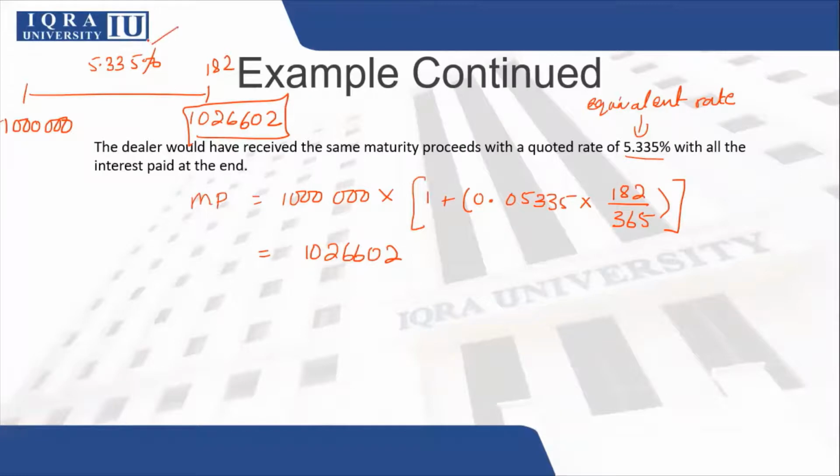It is giving you the same answer assuming annual compounding, or assuming that interest is being paid only once. We calculate this equivalent rate in order to make comparisons easier, because how are you going to compare different rates if this is the case? Some might be giving you monthly compounding, another might be giving you quarterly, semi-annual. So in order to make comparison easier between different investments, it is better to calculate this.